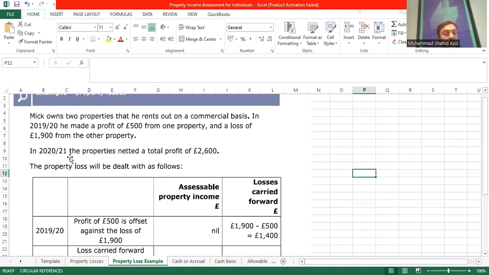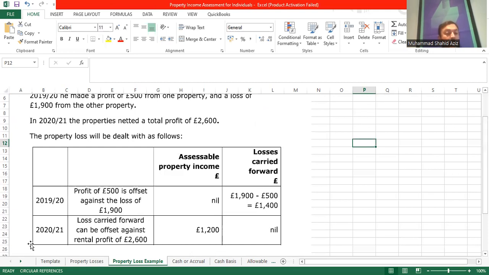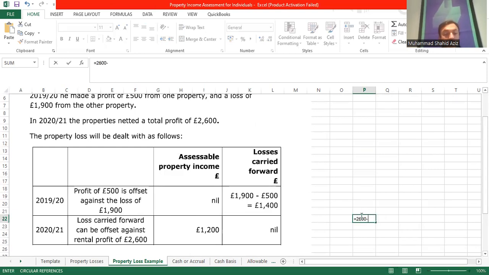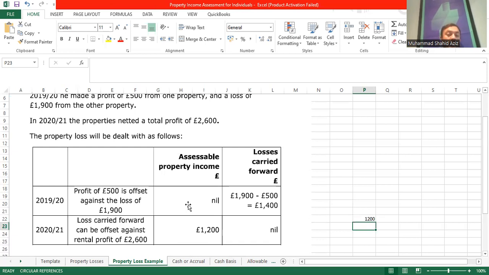And the next year, he makes a total profit of £2,600. So what Mike can do in 2020-21 is £2,600 minus this loss brought forward from 2019-20, £2,600 minus £1,400, which equals £1,200. So his assessable property income will be £1,200. In this way, he can offset the loss against the profit for the current year.